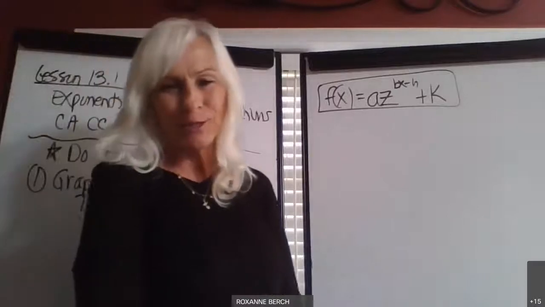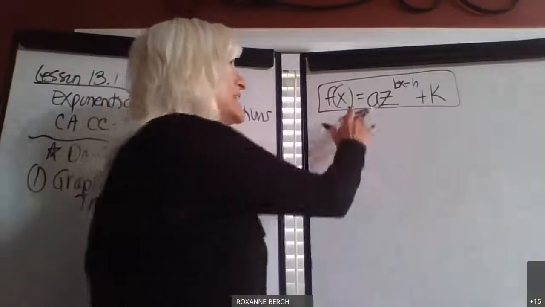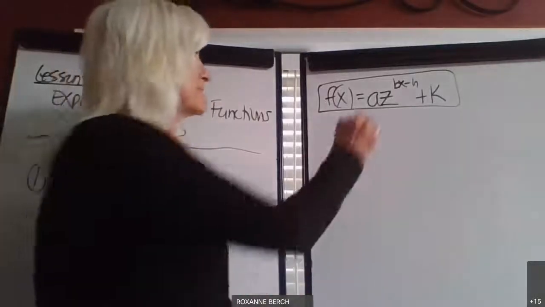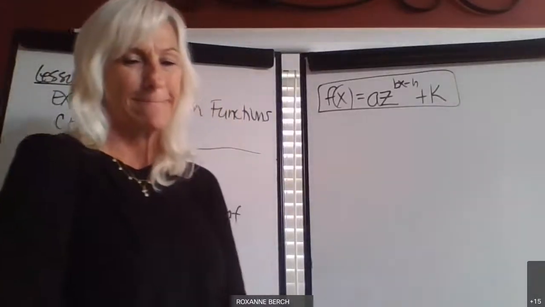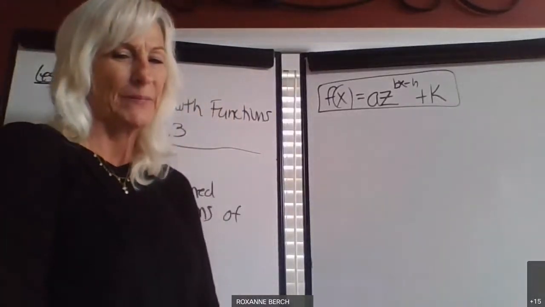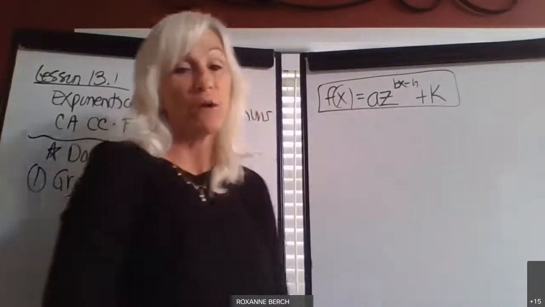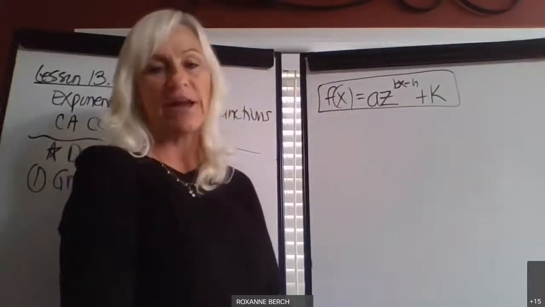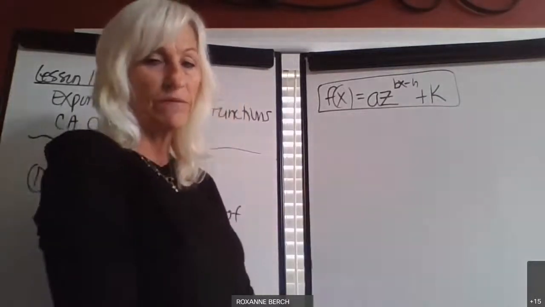And the standard says that students know what A, B, H, and K do to the parent. So take one guess what A does to the graph. Yeah, it's a vertical transformation. Translate would be H or K, but it is a transformation, vertical, or it's a vertical stretch or compression. And it also reflects over the x-axis.